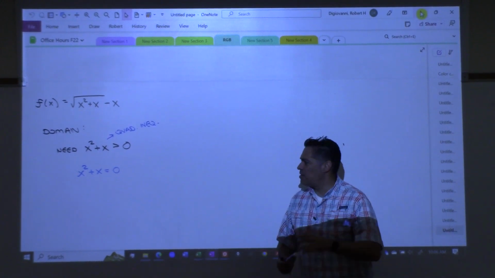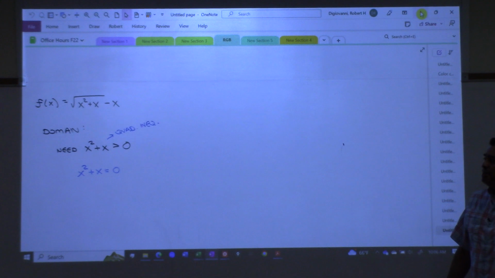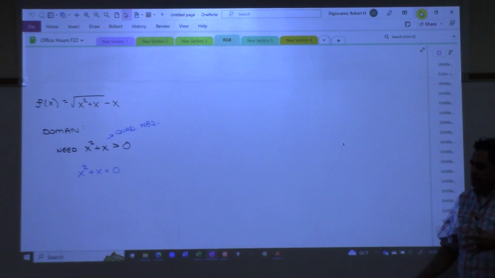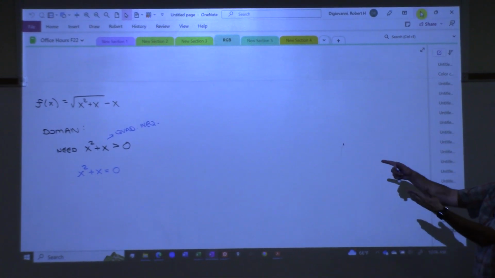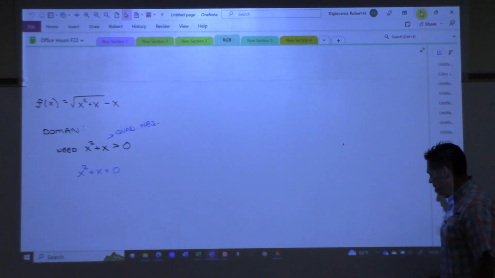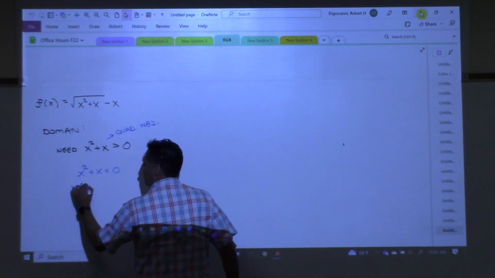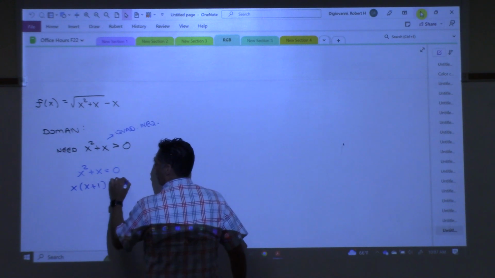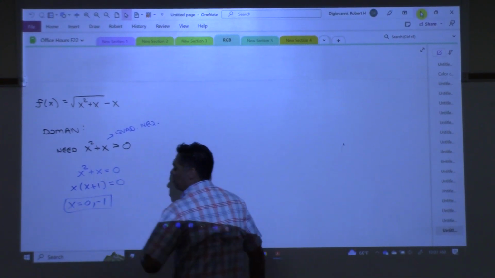Remember how we came into this class and jumped right into limits? I didn't spend 2 weeks reviewing college algebra, because I just don't think in Cal 1 we should, but now I need it. I need you to know how to do this. So you can just pull a GCF, set each factor equal to 0, and you get 2 answers.